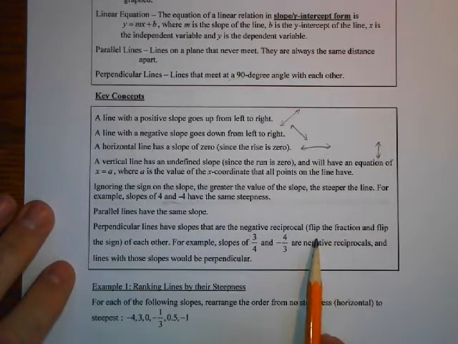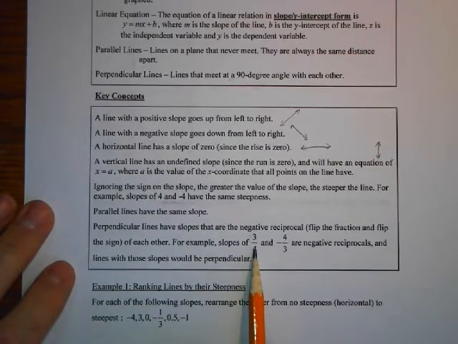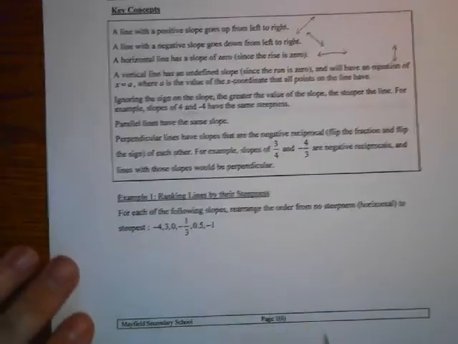So for example, if I had a slope of 3/4, I wanted the slope of a perpendicular line to this line, I would flip the fraction, so it becomes 4/3, and then I flip the sign from positive to negative. So slope of -4/3 would be perpendicular to any line with a slope of 3/4. Okay, let's do some examples.